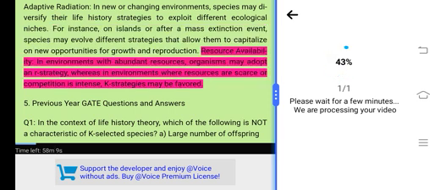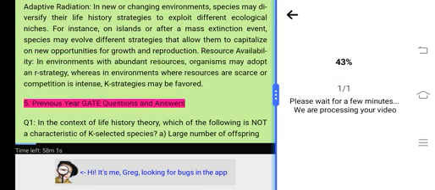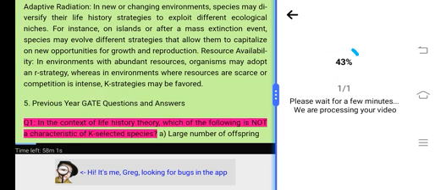Resource availability. In environments with abundant resources, organisms may adopt an r strategy, whereas in environments where resources are scarce or competition is intense, K strategies may be favored. 5. Previous year questions and answers.